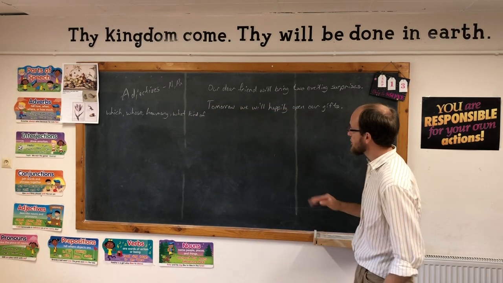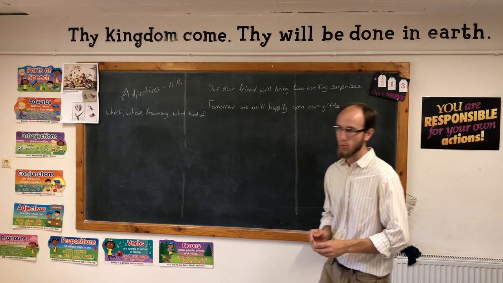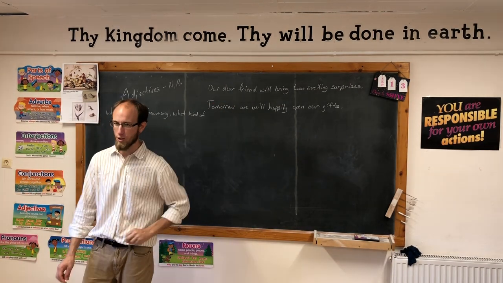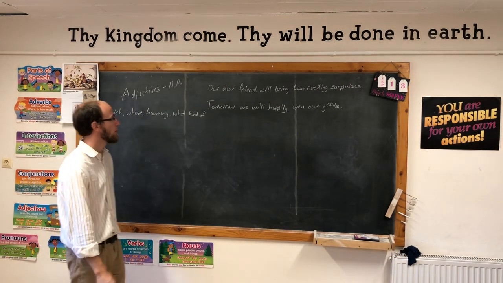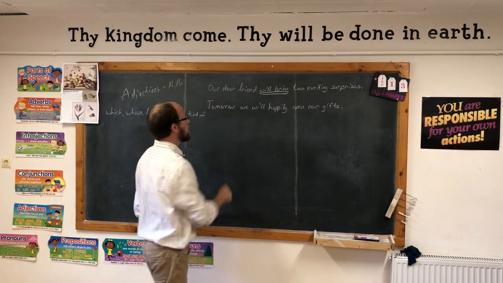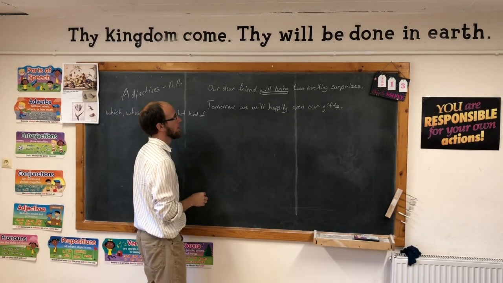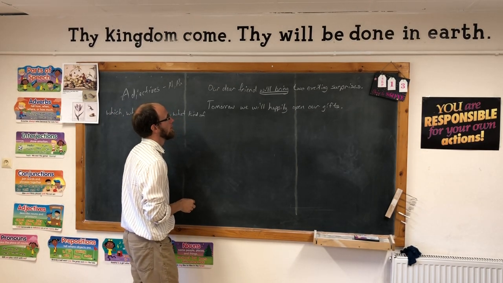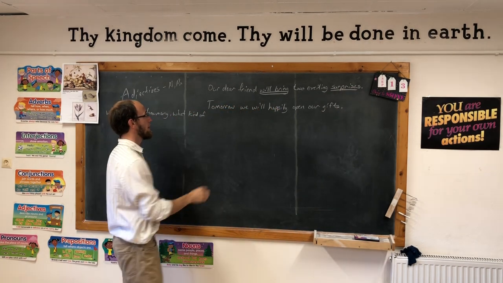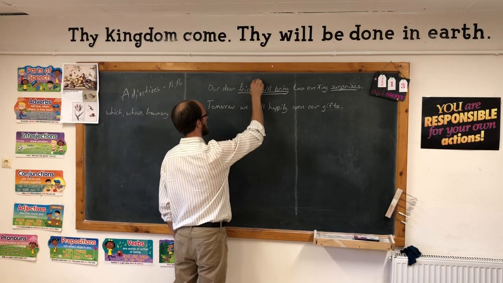Let's go through this first sentence up here. Our dear friend will bring 2 exciting surprises. First of all, let's find the verb and put 2 lines under it. What is the verb? Bring. In fact, will bring has a helping verb. And what are some nouns in here? Surprises. Excellent. And there's 1 more. Friend. Now, I'm going to circle those down.